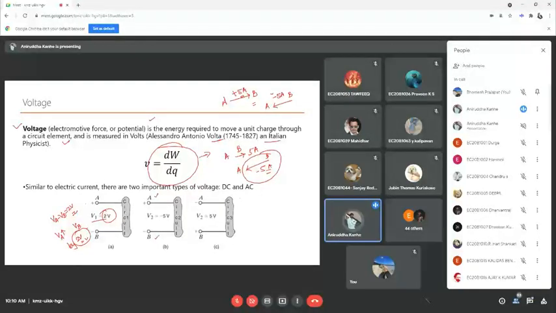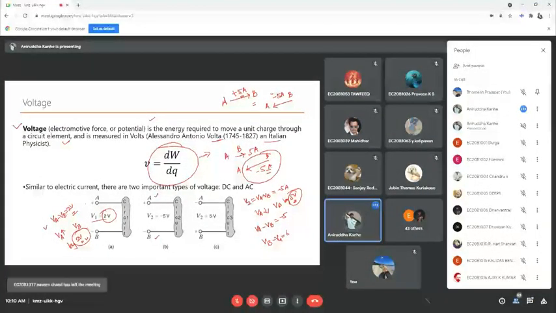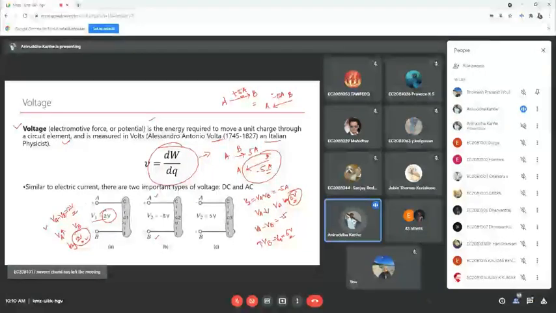Similarly, in the second case, V2, which is VA minus VB, is minus 5. So what exactly it means is that VA is lower than VB by 5 volts, or in this way if you want to write, then you have to write minus 5. So you can write VA minus VB is minus 5, or else VB minus VA is 5 volts. Which one is at higher potential? VB is at higher potential and VA is at lower potential. In the same way, you can conclude for part C also.